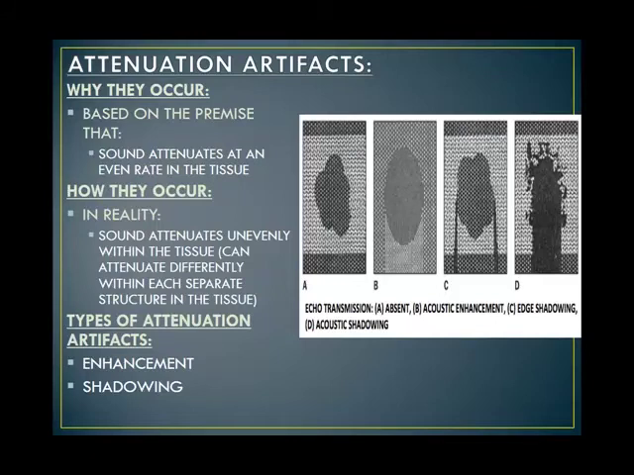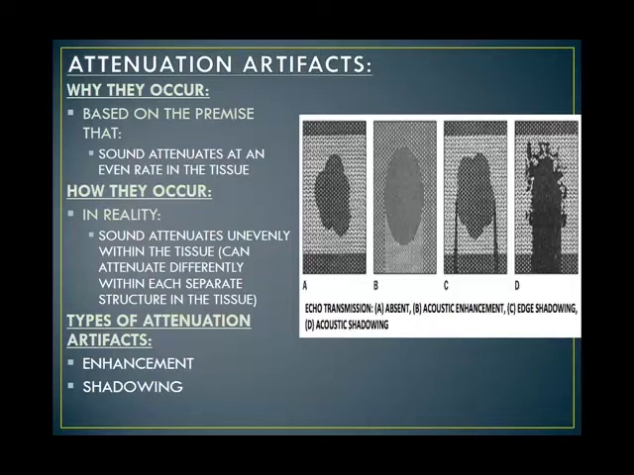So we call these attenuation artifacts, the next group. This is based on the premise that sound attenuates at an even rate in the tissue. Attenuation is when a sound wave loses strength as it travels through the tissue. What happens in reality is sound actually attenuates unevenly within the tissue. It attenuates differently within each separate structure or tissue type. So different tissue types attenuate more than others, and this results in our attenuation artifacts.